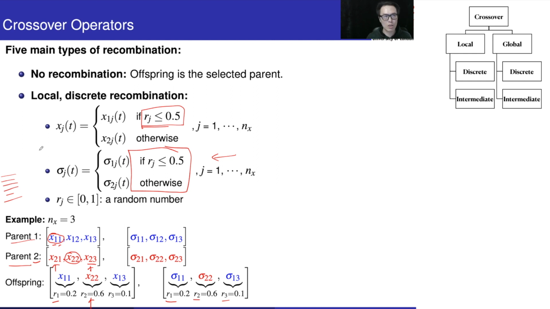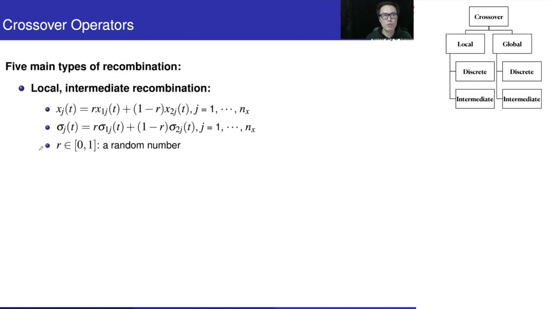Now we move on to the local intermediate method. So this is the weighted sum. From these two sets of equations, we can find out that they are the interpolation. If we recall what we have done in the continuous genetic algorithm, this crossover is very similar to the blending.